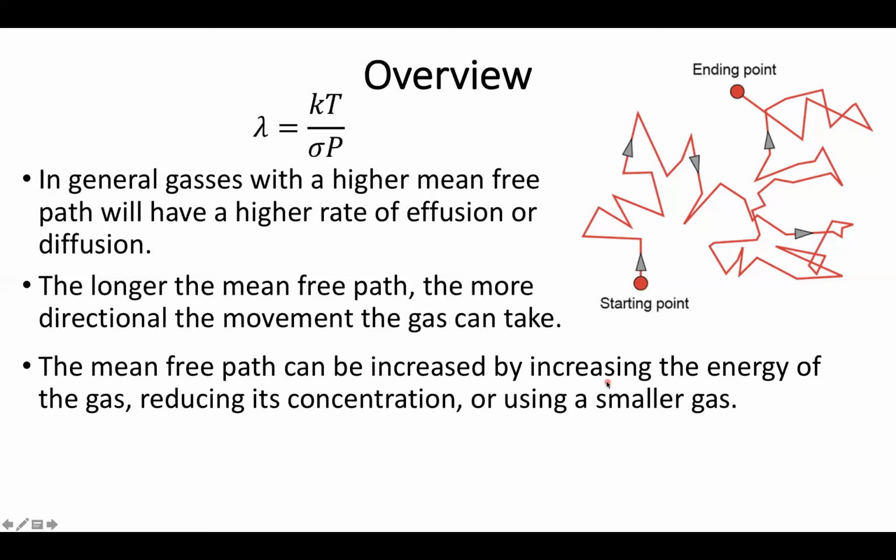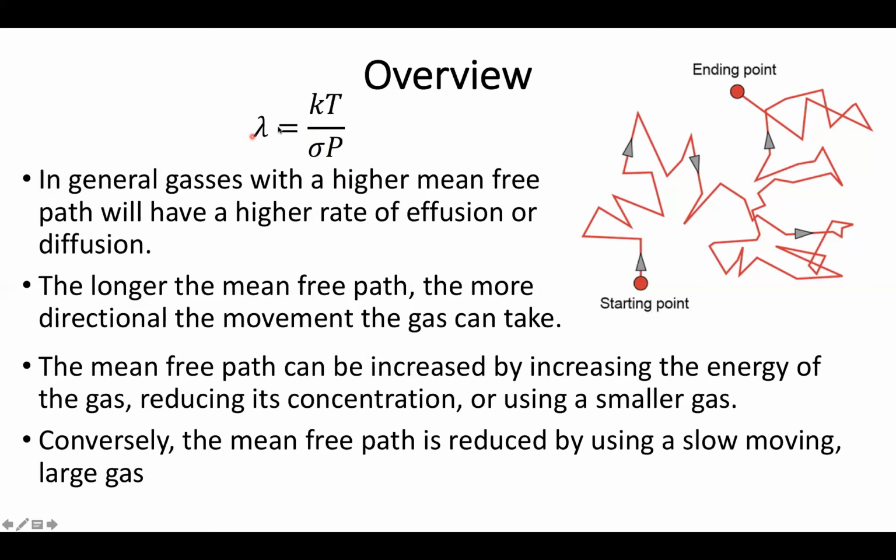But again, just specifically looking at the mean free path, what we find is that a molecule can travel further if we increase the energy, because if I increase temperature, I'm increasing the energy of the molecule, increasing its velocity. If I reduce its concentration, so if I have a smaller pressure, there are fewer interactions and more straight line movement, or if I just have a smaller gas, which will also reduce the number of collisions. Conversely, if I want to decrease the mean free path, I'm going to use a slow moving, low temperature, large gas in a highly concentrated system.